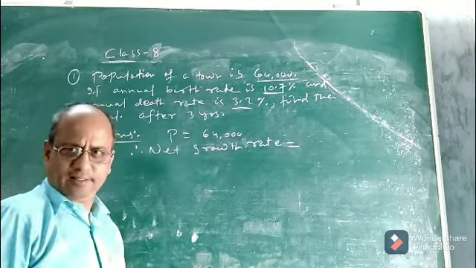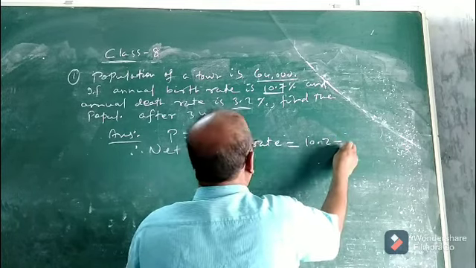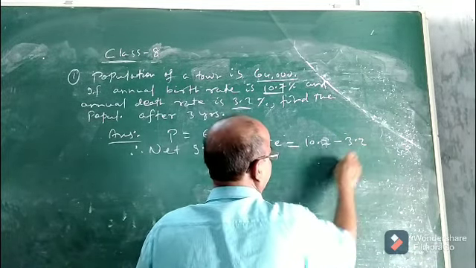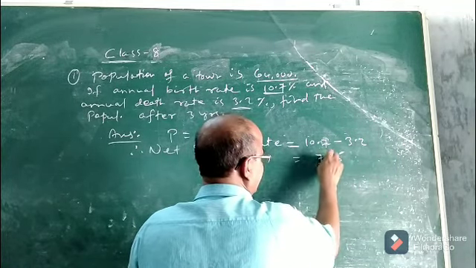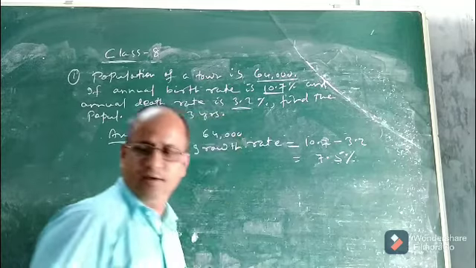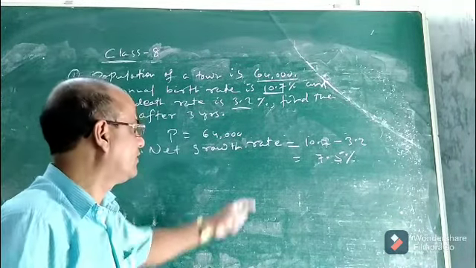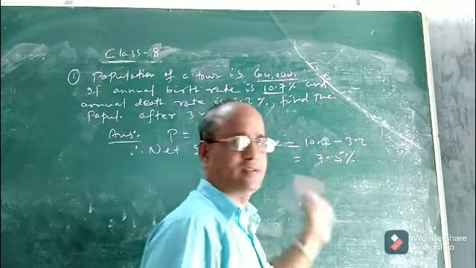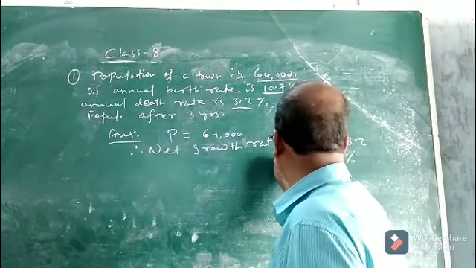Birth rate minus death rate, that is 10.7 minus 3.2. So 7 minus 2 is 5, 10 minus 3 is 7. It is 7.5%. See, the net growth rate is 10.7 minus 3.2, 7 minus 2 is 5, 10 minus 3 is 7. So this is the net growth rate. Now this is equal to R.